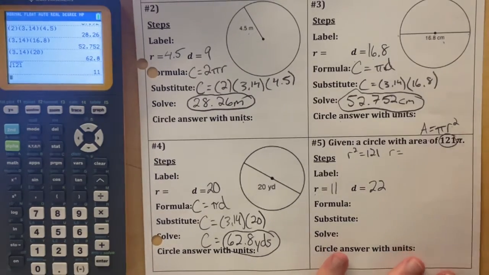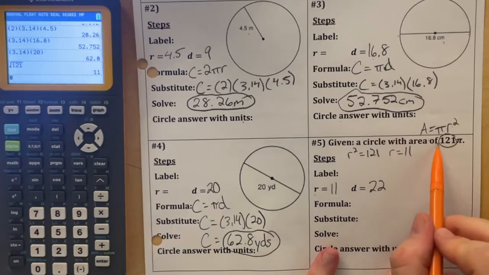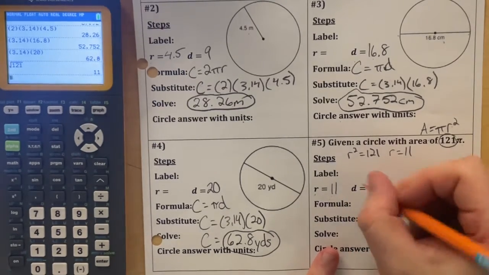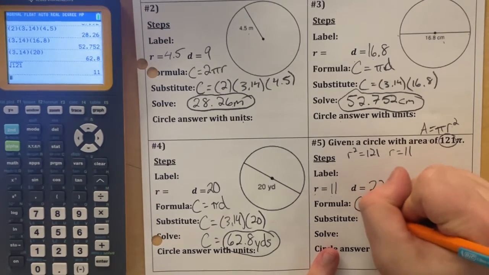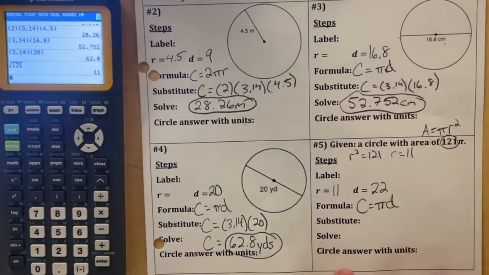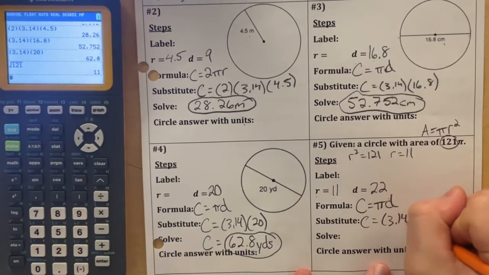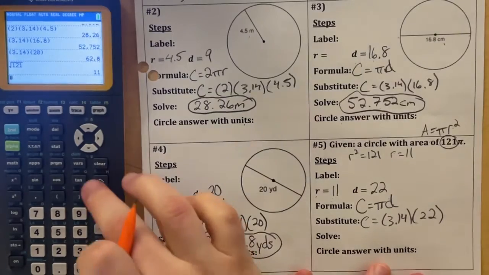Still going to find the circumference, so make sure you can still find the circumference. Again, it gave you the area, but we want to find the circumference. Again, you can use either or. I like to use that simple one, so let's have circumference equals pi times the diameter, d. Substitute in our values, so we have 3.14 times 22. Make sure you can solve for yourself.